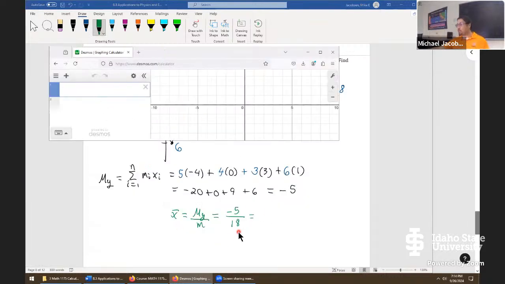It gives us a good reminder as well. Don't forget, calculators are allowed on the exam too, so it's good to have your designated calculator that you're always doing homework with, always around, so that you don't make a weird sudden change on exam day. So -5/18 gives us -0.28.